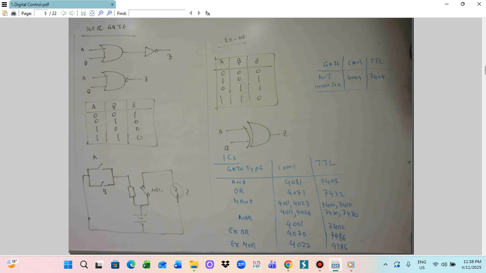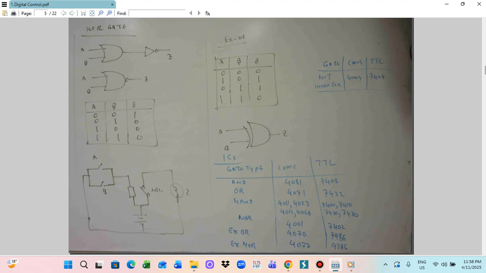Okay, finally we can see the XOR gate. XOR is the exclusive OR. This is the special diagram. The XOR gate is similar to the OR gate, everything the same, but it is only different in one case. For the OR gate, with A 1, B 1, the output is 1. But for the XOR gate, A 1, B 1 will be 0. That is the only difference. So the XOR gate is similar to the OR gate.